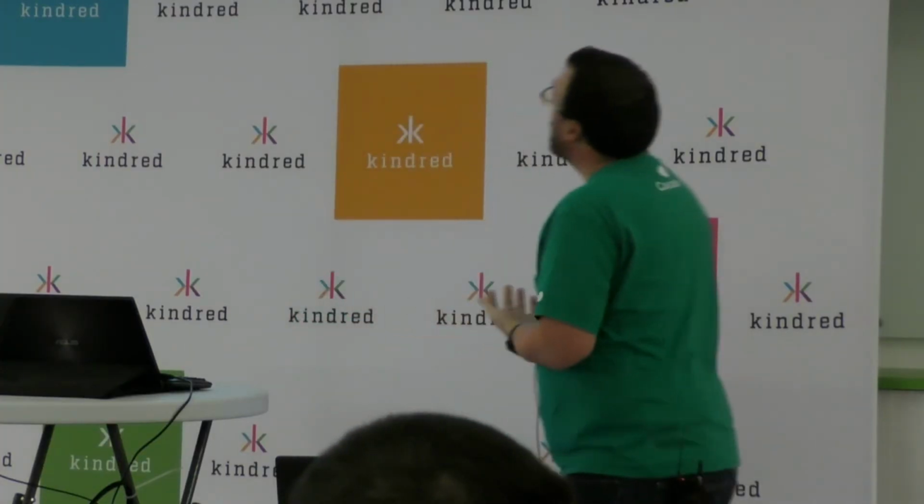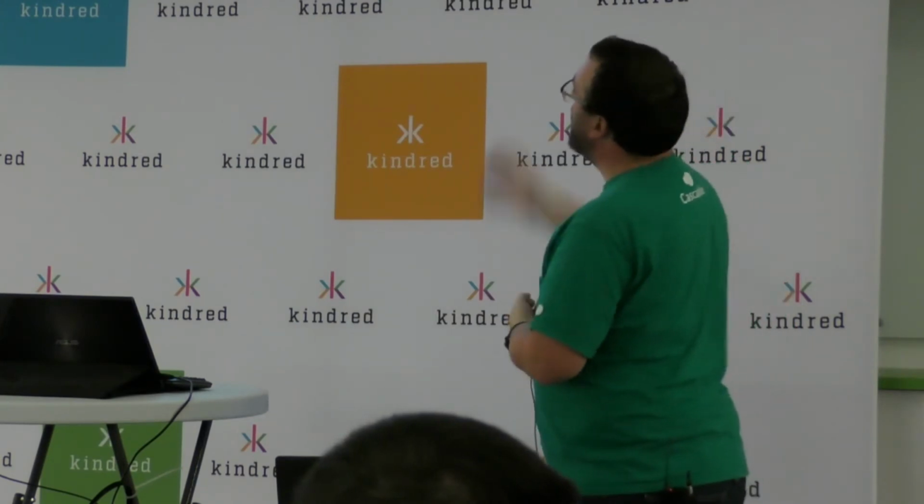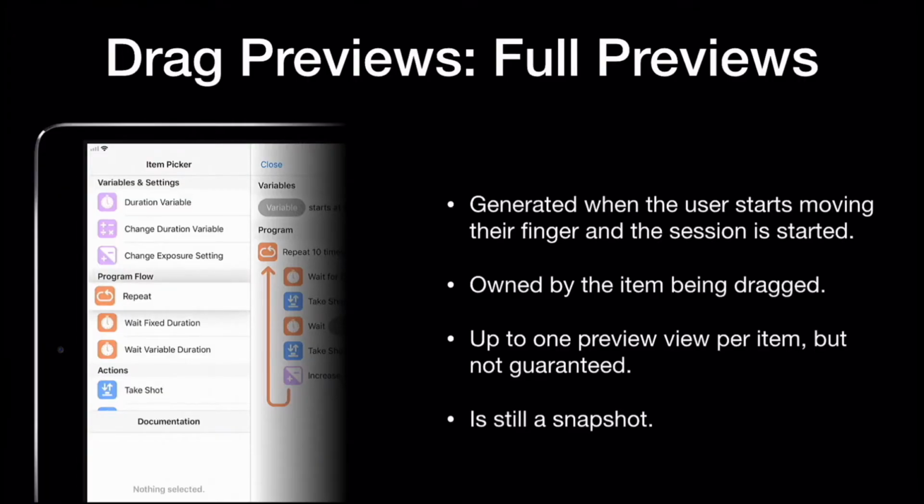Next we have full previews. You see there, once you pick up the cell and move your finger, it kind of goes whoop into that view, and that view is the thing that gets dragged around. There's one of those per item in the drag, so if you could pick up all of those items on the left, you'd actually get a pile of them in a stack.